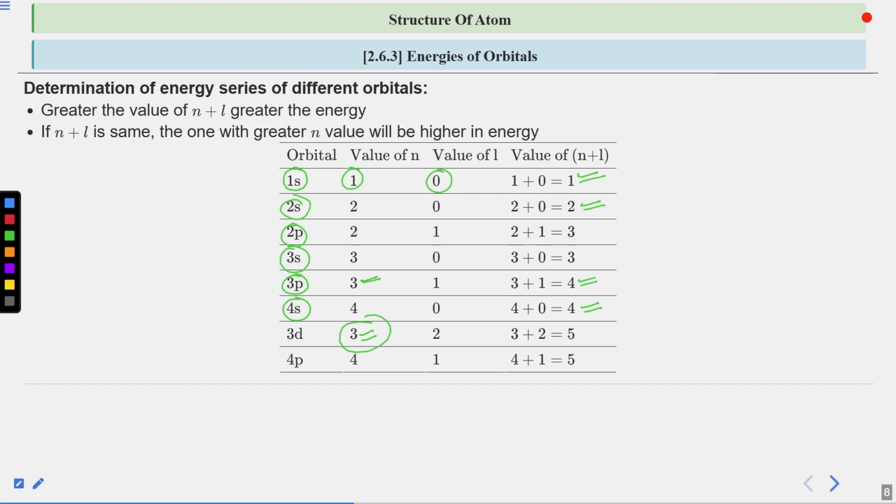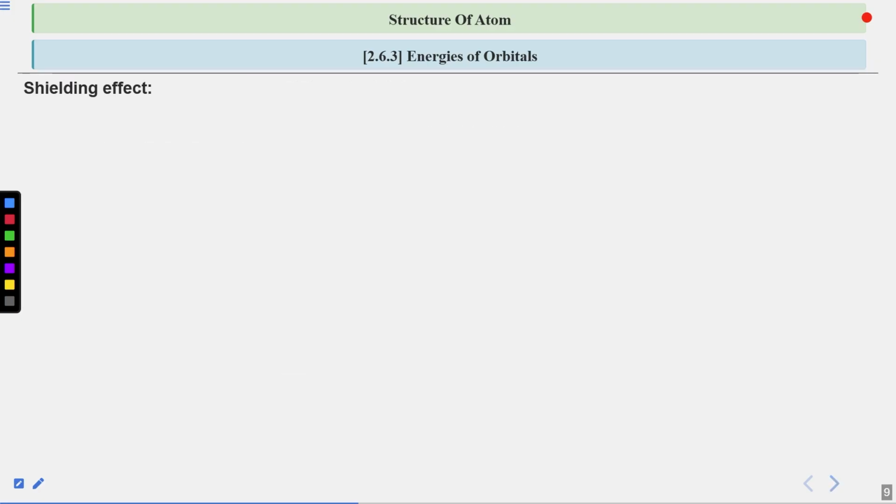I have told you it is not applicable to hydrogen-like species because the multi-electron system has a second type of force, which is repulsive force. Now we will try to understand in much more detail how this energy difference is coming. This is purely due to the involvement of more than one electron.